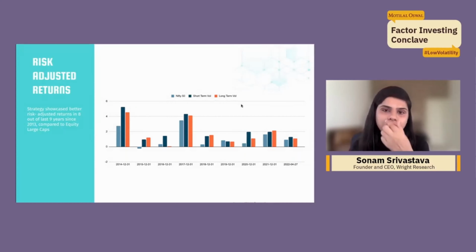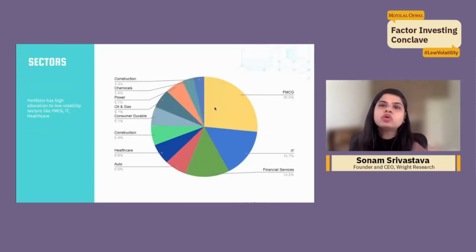Now talking a little bit more about what goes inside a low volatility strategy. What types of sectors get representation for a low volatility strategy? If you look inside the low volatility portfolio, you will see that it is, as expected, FMCG sectors, which typically don't go up that much and don't go down that much. They will have a large representation in this particular strategy.